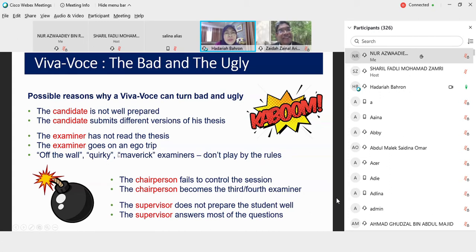The examiner goes on an ego trip. He keeps on saying, oh, I think this is this, I. When somebody talks too much using the words I and me, that's a big ego person. That shouldn't happen in a Viva. In a Viva, it is about the candidate. It's not about the examiner. Remember that. It is about the candidate. It's never about the examiner. Examiners are there to assist, to make it better.